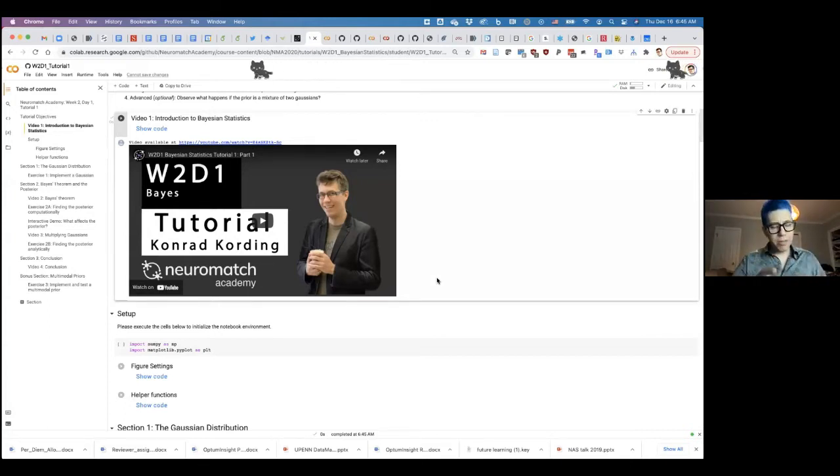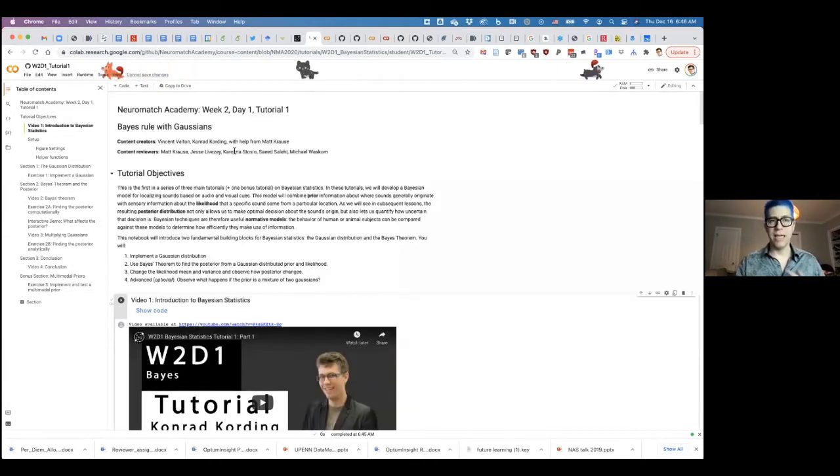Hold on, let me also say a little more about how this came about. A very large number of volunteers, in the end hundreds of volunteers, came together to try and make these materials really well. So this is not a material made by one professor. This is material made by a very large number of people. The day's materials were done by Vincent and Matt with a little help from me. And then Matt, Jesse, Carolina, Said, and Michael all made the materials better. And a lot of additional unnamed people also helped with it.